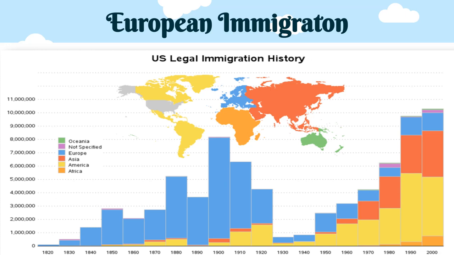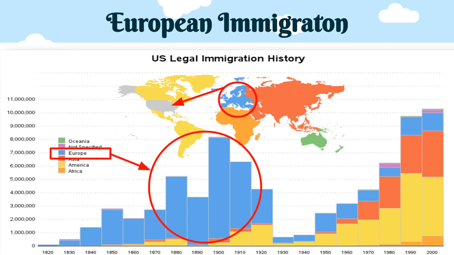You look at Asia in the 1980s, 1990s, and the 2000s, a lot of people started moving here from Asia. Africa, you don't see a lot, a little surge from the 1990s and 2000s. And non-specific, not a lot. Oceania, not very much, had a little bit in the 1980s and the 2000s. So you see people came from all over. A lot came from Europe. There's a big surge right there between the 1880s and 1910.